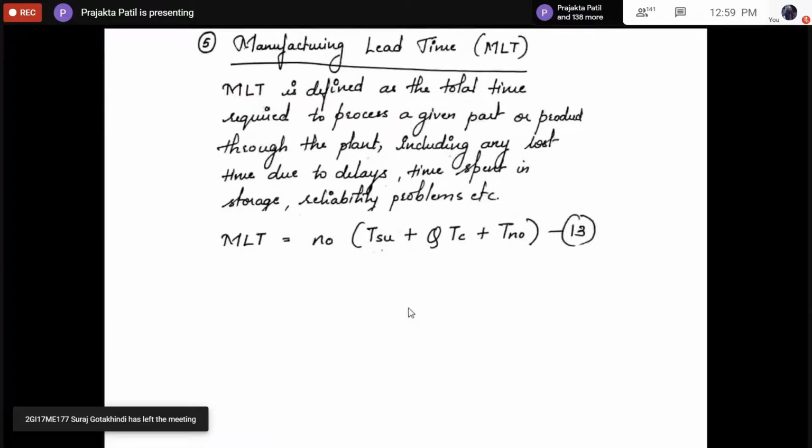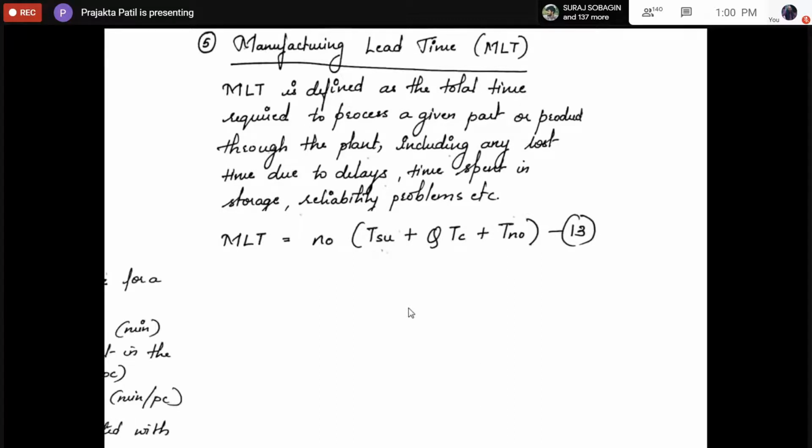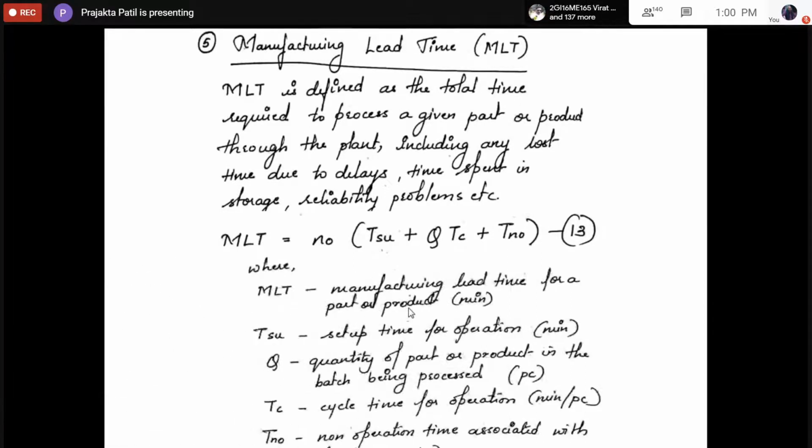How do we find manufacturing lead time? Manufacturing lead time is given by this equation. It is N naught into setup time plus Q into TC plus TNO, that is non-operation time. Just note down this equation. You will come across many problems based on manufacturing lead time, so this is very important.